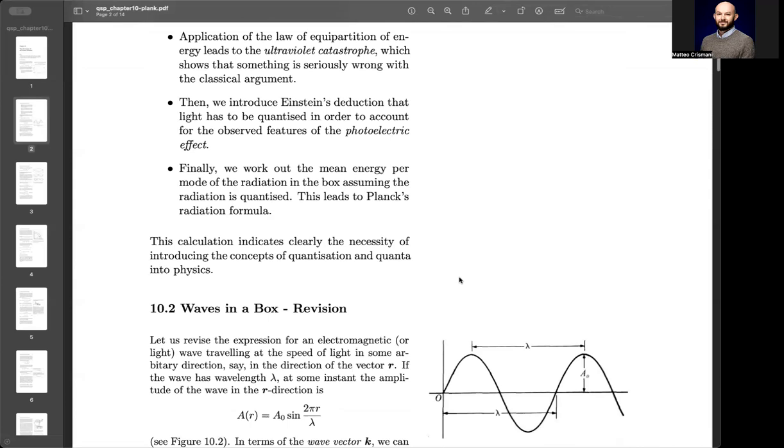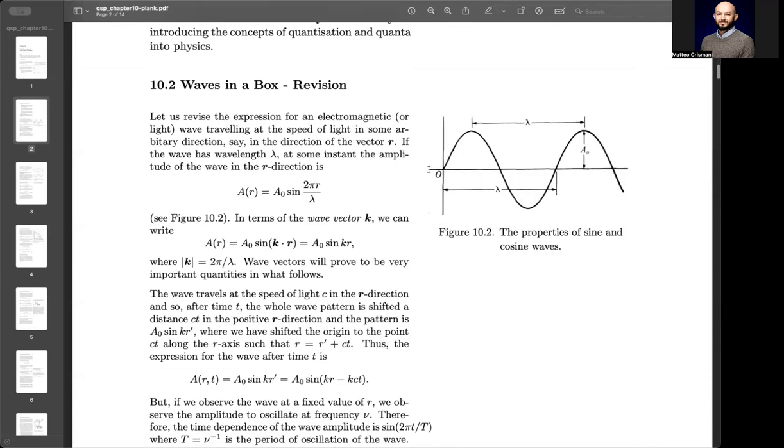Okay, so let's first think about waves in a box. And of course, here are the properties of a wave. There's your wavelength from peak to peak or from trough to trough, however you want to describe it. The amplitude is here. And we can define this in any number of ways, but essentially we're going to use something like the sine and something like the distance. Okay, and that's if this is r, then this is giving you A as a function of r.